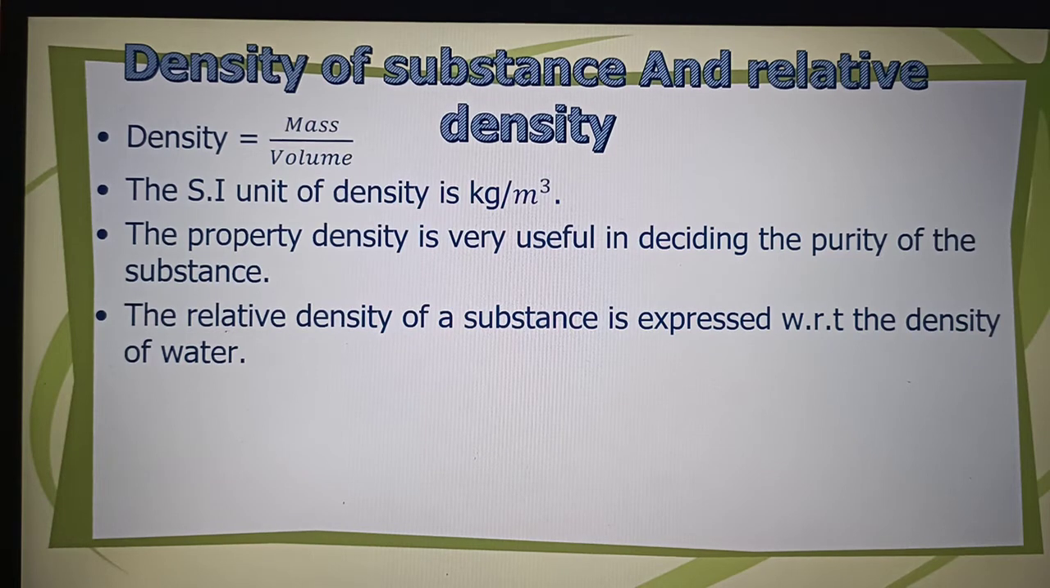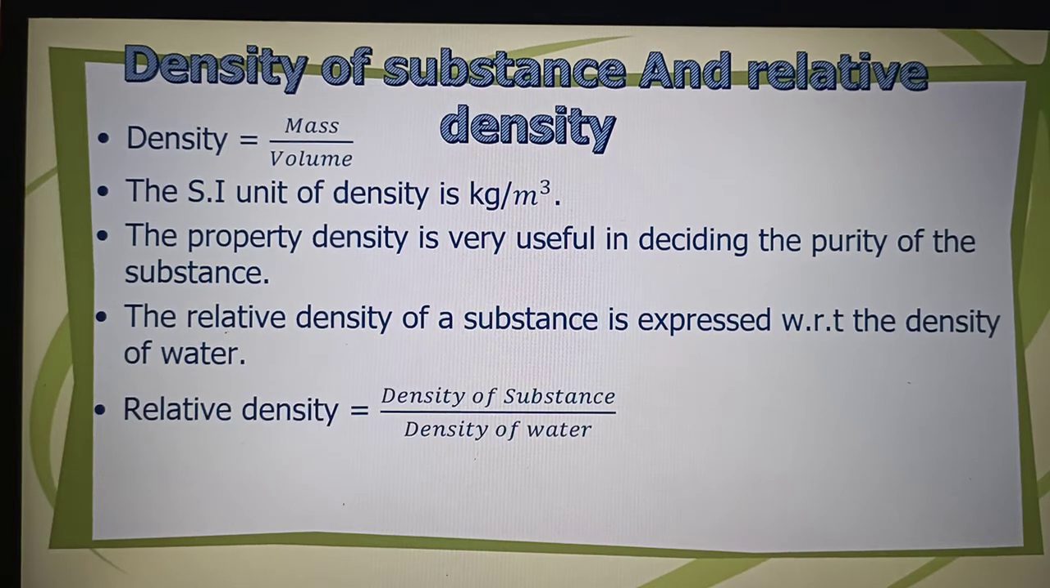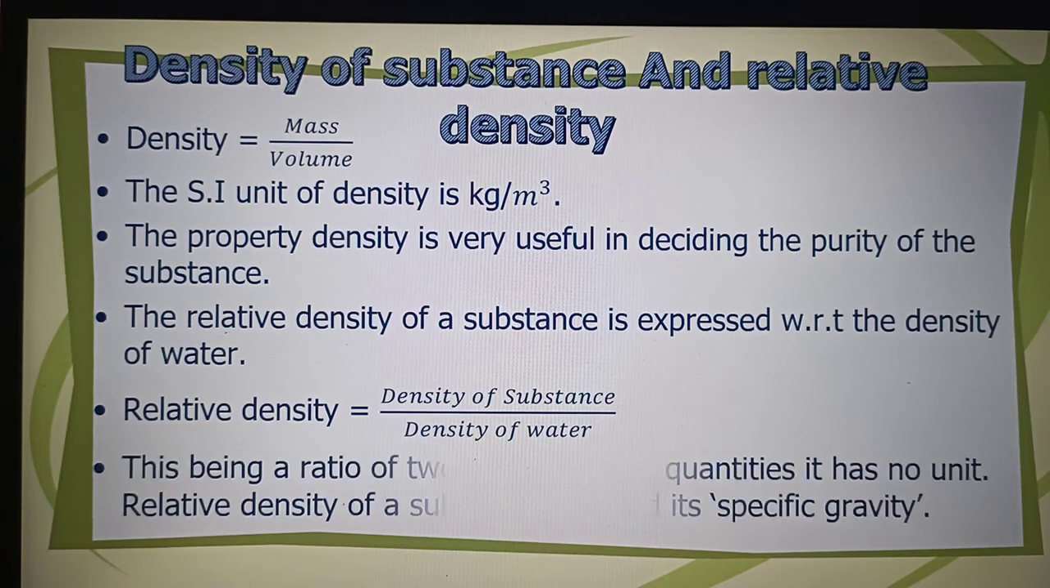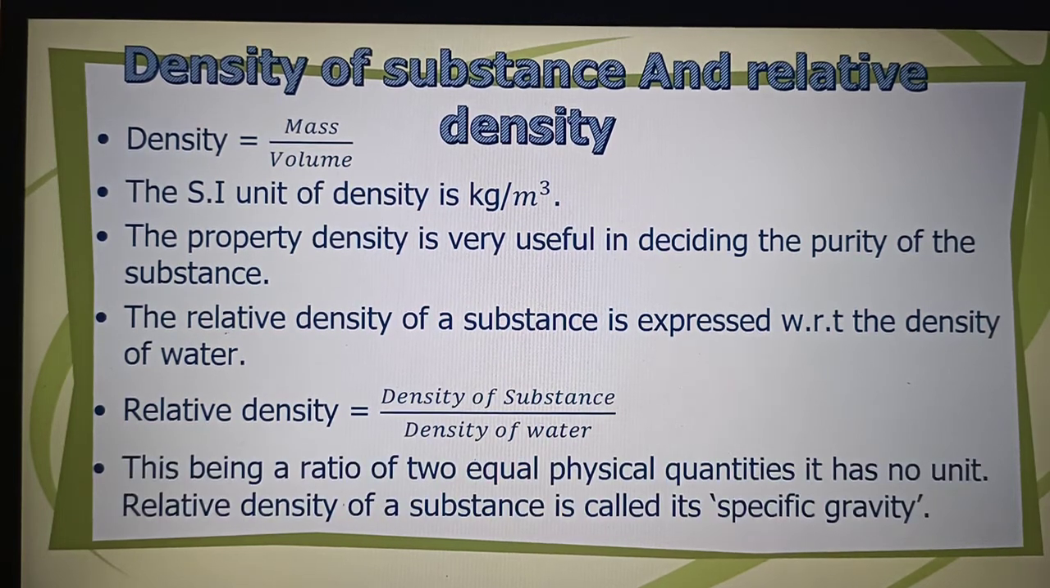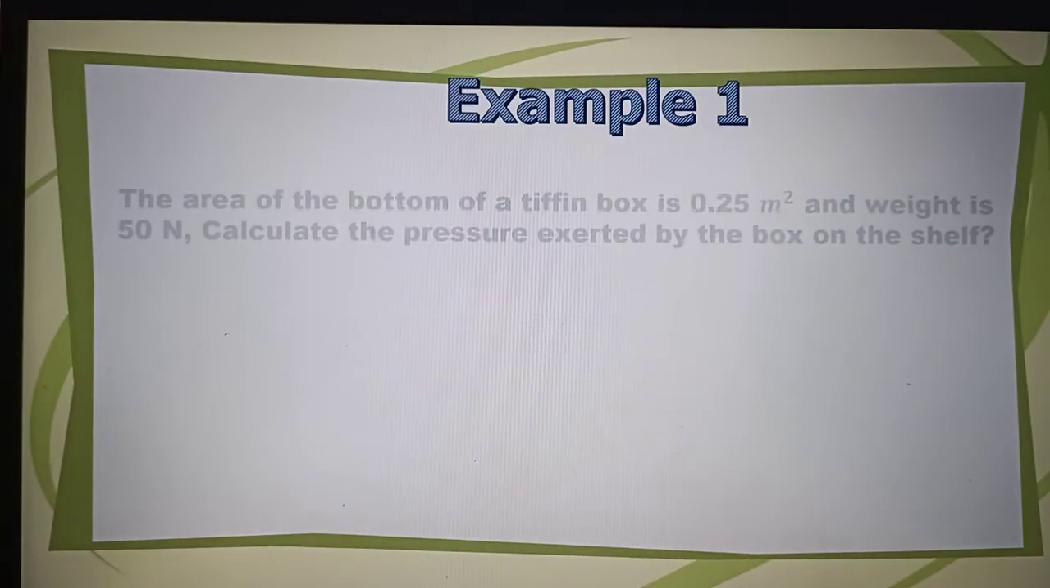The relative density of a substance is expressed with respect to the density of water. Relative density is equal to density of substance upon density of water. This being a ratio of two equal physical quantities, it has no unit. Relative density of a substance is called its specific gravity. Now we are going to learn 5 examples. Let's see one by one.